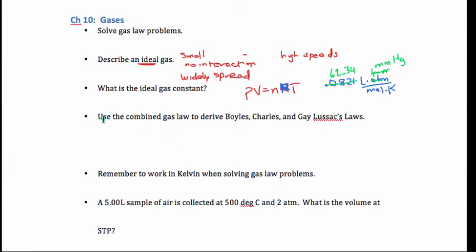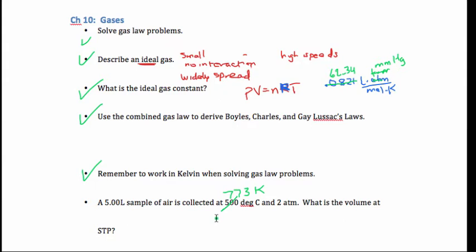Okay, so we've done this. We've done this. That's general. We've done this. Remember to work in Kelvin when solving gas law problems. Absolutely, you got to remember that because you can't divide by zero. And then I have a couple problems here. A 5-liter sample of air is collected at 500 degrees C. Immediately switch this to Kelvin. Remember, you add 273. And 2 atmospheres. What's the volume at STP?